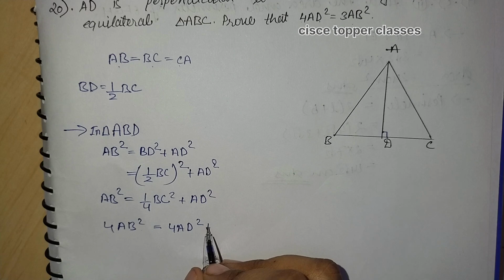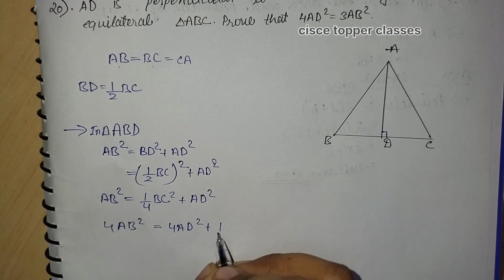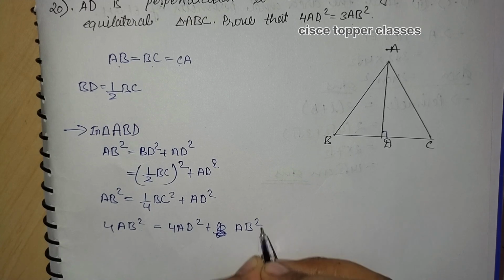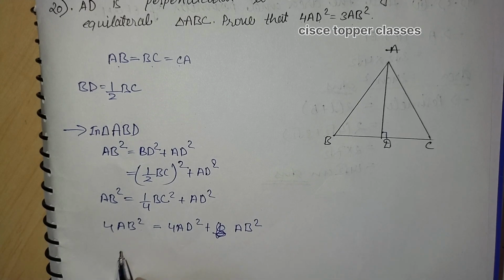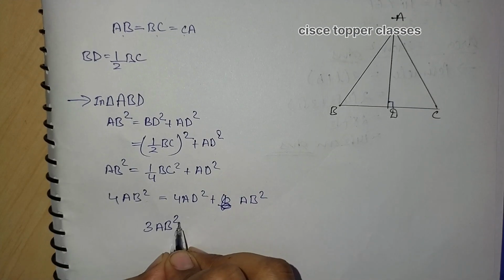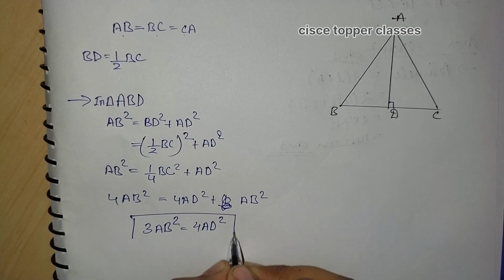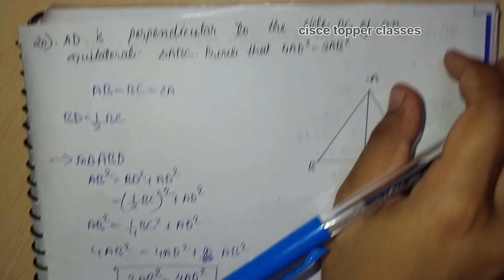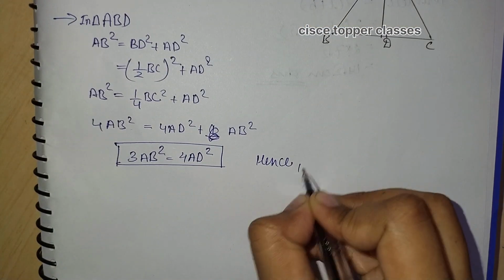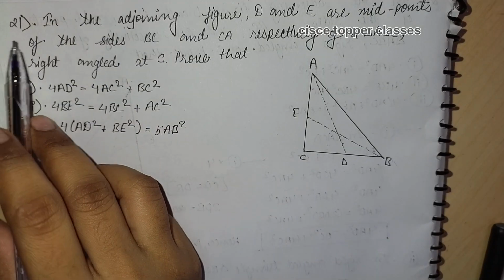So we can write BC square as BC is equal to AB. So it will be AB square here. BC square will be AB square, and we can write 4AB square minus AB square as 3AB square equal to 4AD square. So this is the same thing which we have to prove, which is asked in this question, hence proved. So this is the process to prove it. Now let us solve 21 question.